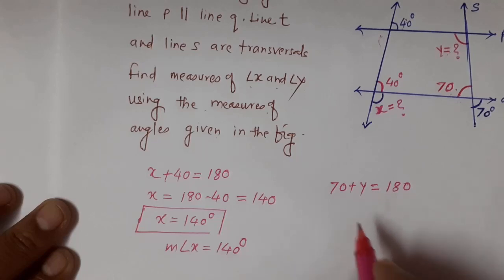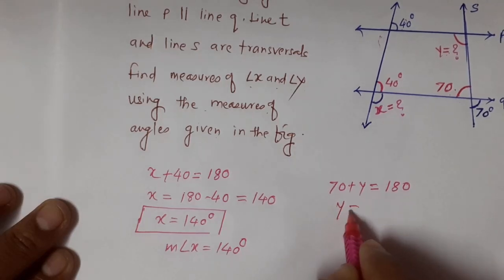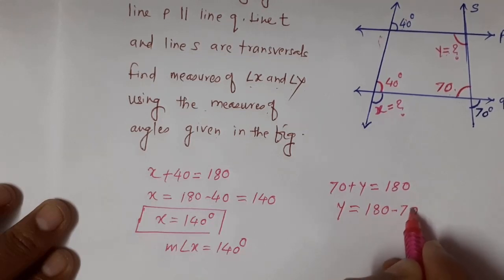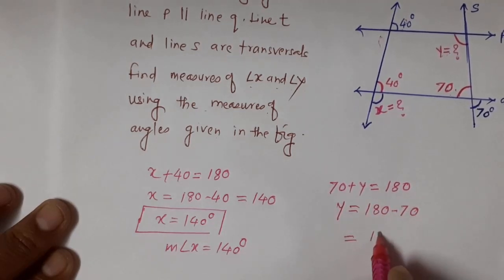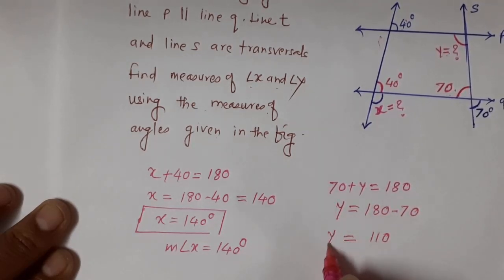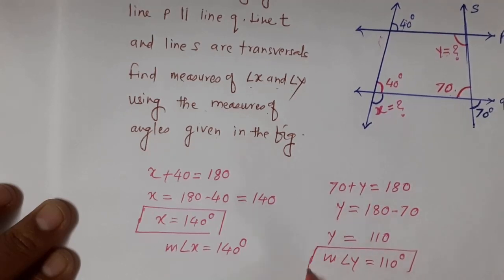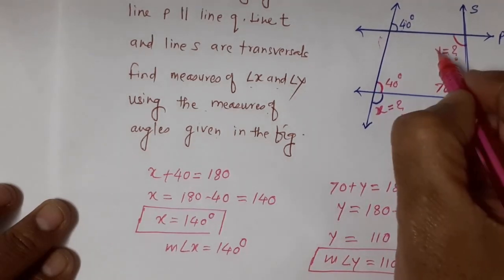So what is the value of y? y is equal to 180 minus 70, which comes out to be 110. So the measure of angle y is equal to 110 degrees.